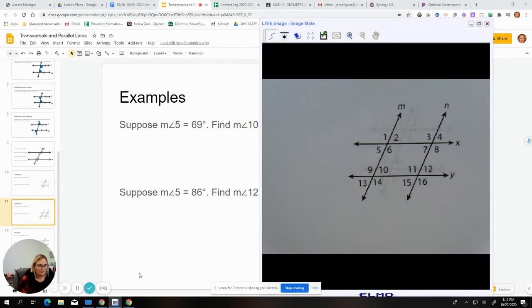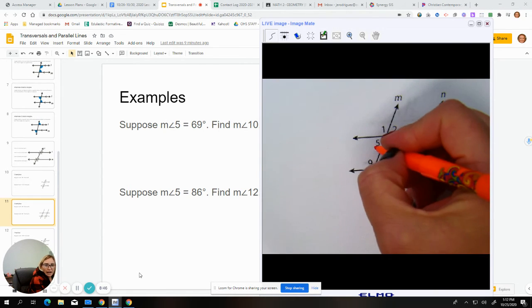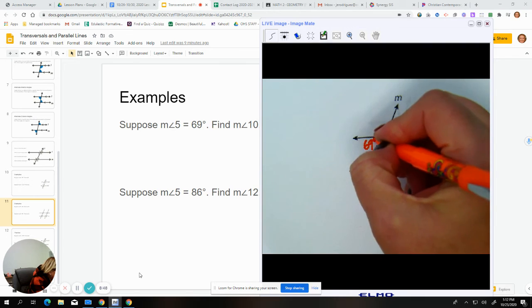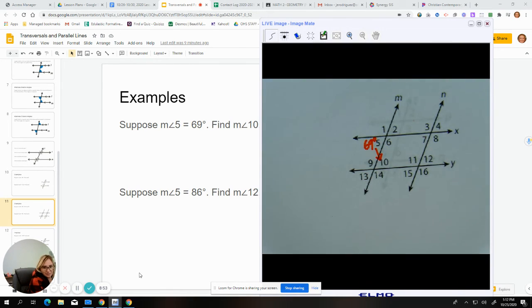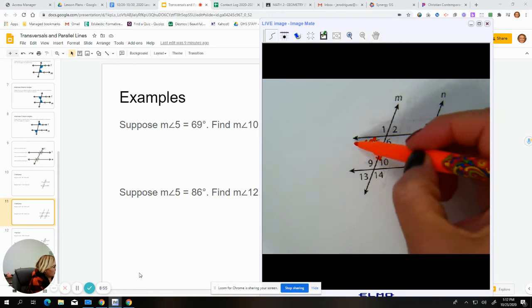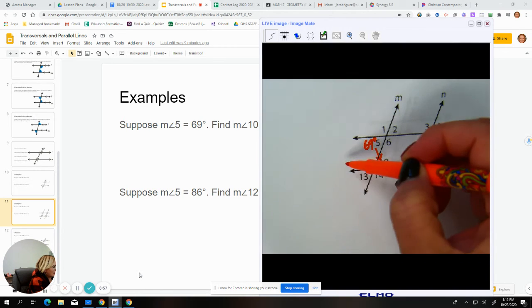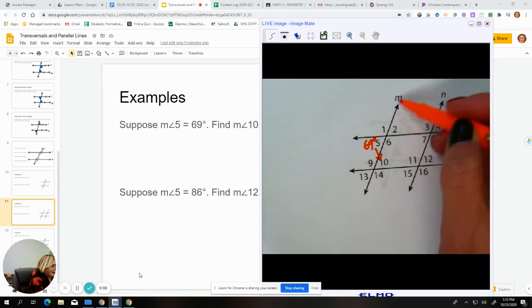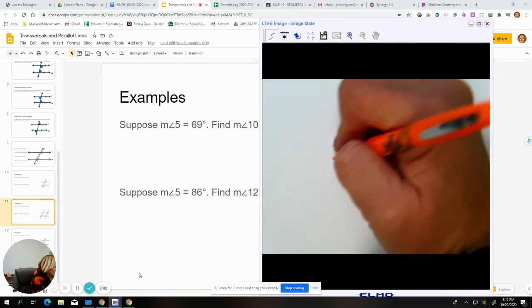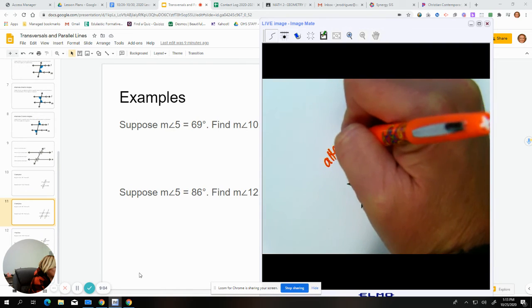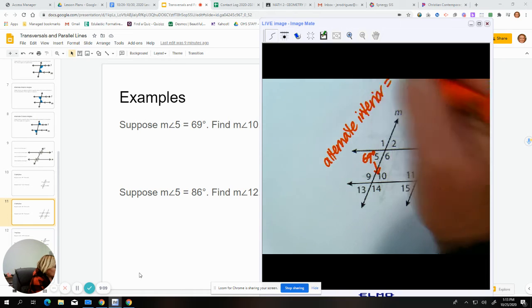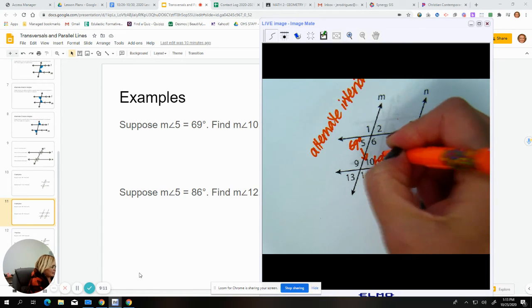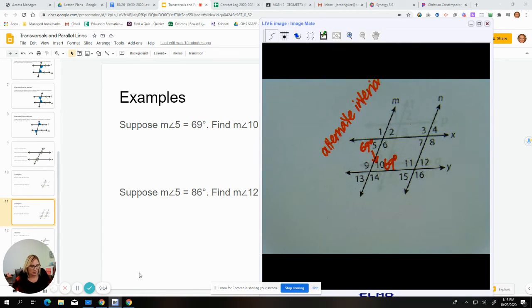All right, so in this first example, it says that the measure of angle 5 is 69 degrees. And we want to know what measure 10 is. So again, they are inside the parallel lines and on opposite sides of the transversal. So they would be alternate interior, which are equal. So that means that angle 10 is also 69 degrees.